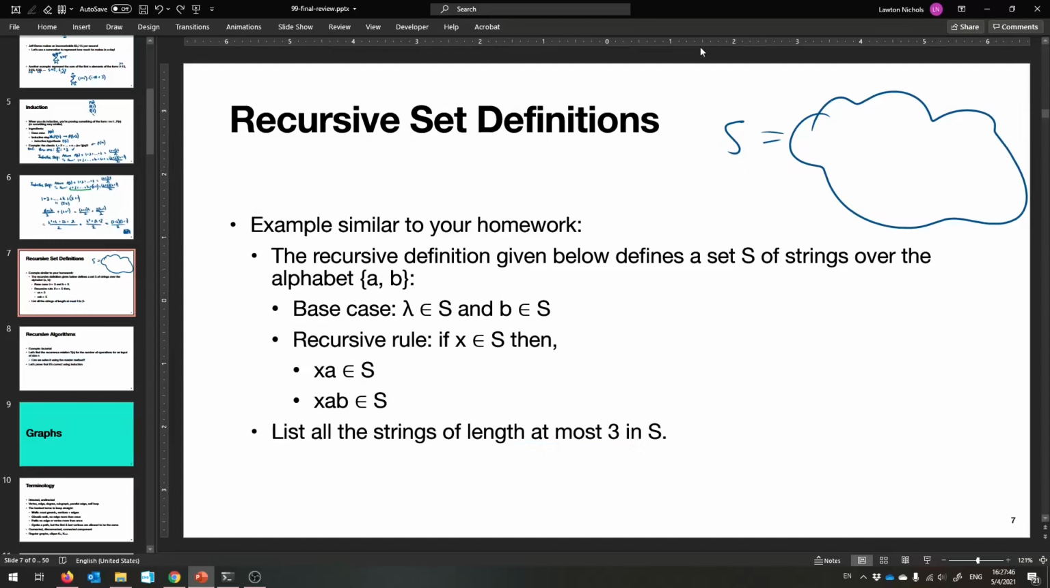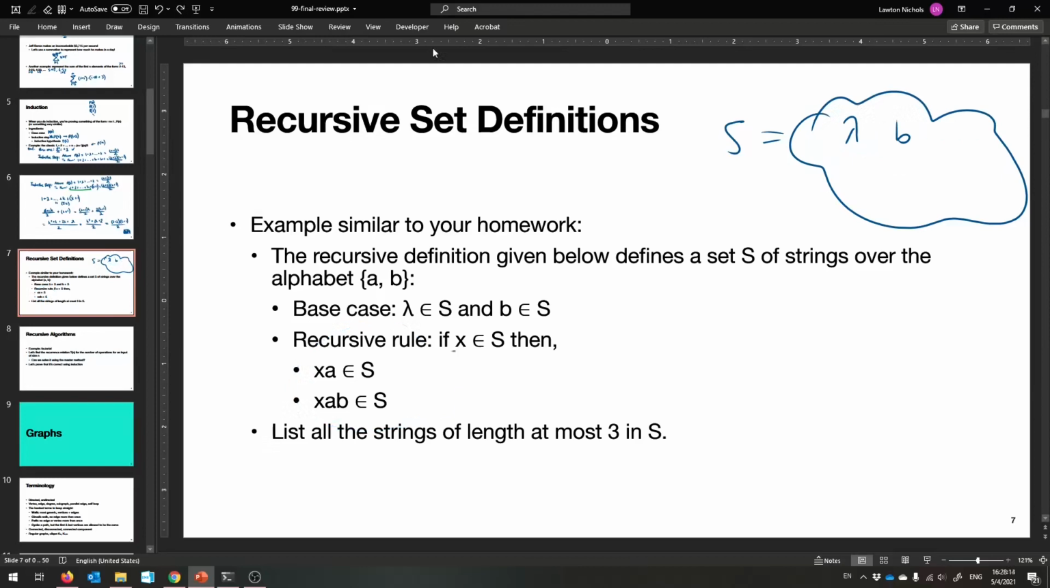All right, so here's the base case. The definition gives us immediately that the empty string lambda and the single character B are in S. And the alphabet is A, B, by the way. So you can only have strings made up of A's and B's, and also the empty string because it's in the language.